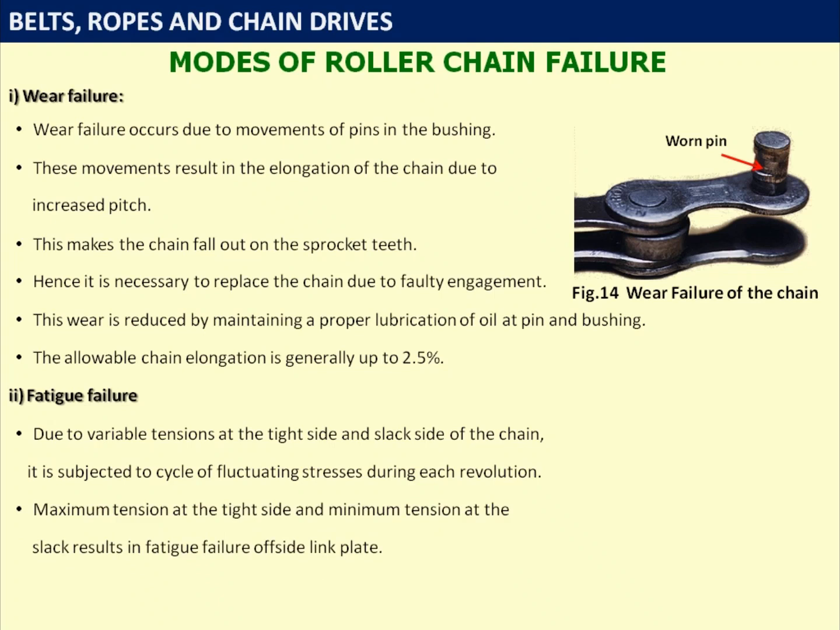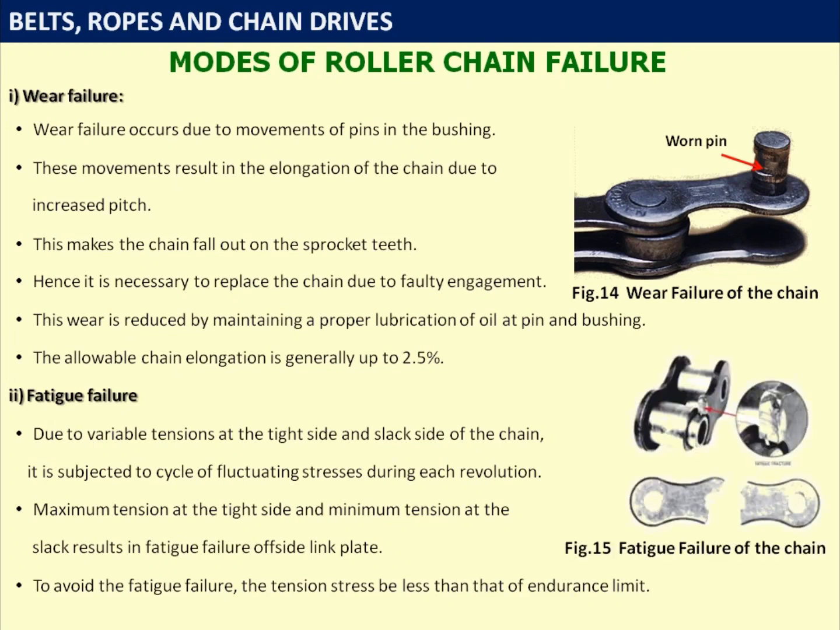The maximum tension at the tight side and minimum tension at the slack side results in fatigue failure of the link plate, offside link plate. So to avoid this fatigue failure, the tension stress must be less than the endurance limit of the material. So this figure 15 shows the fatigue failure of the chain.